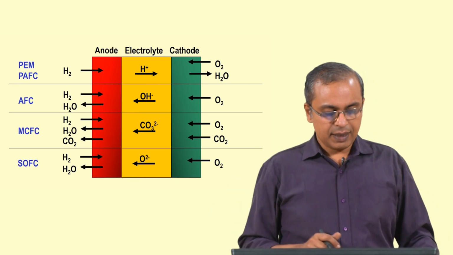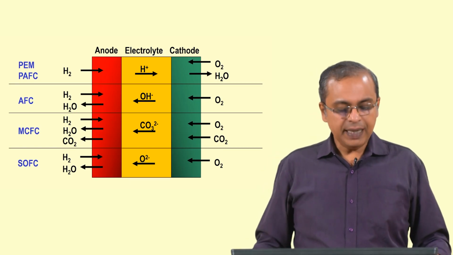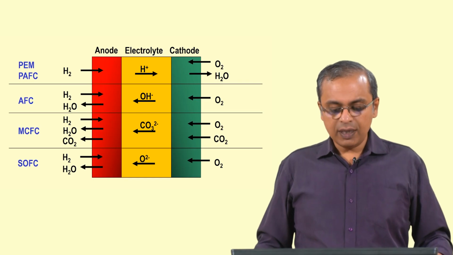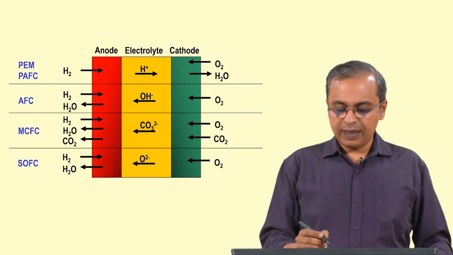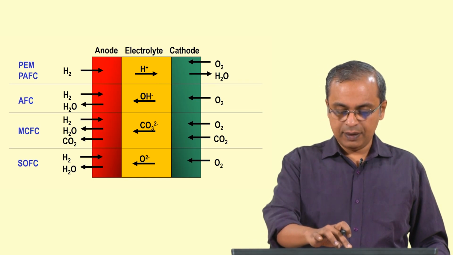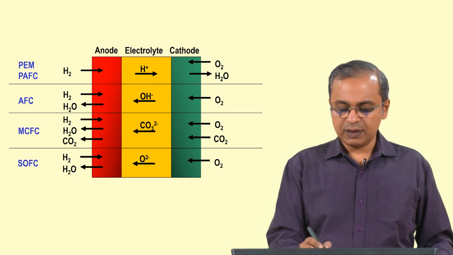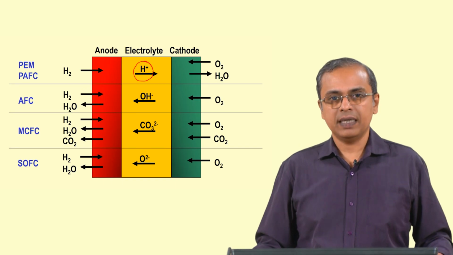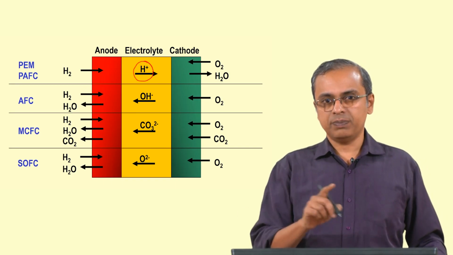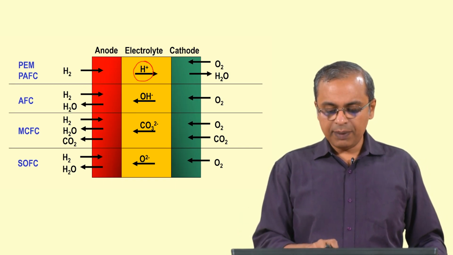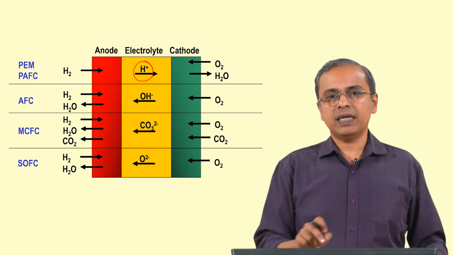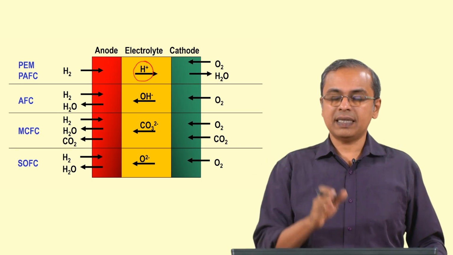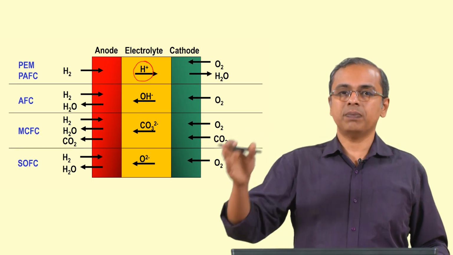If you look at the PEM fuel cell or the PAFC fuel cell, phosphoric acid fuel cell, they are all fuel cells where the ion being transferred across is the proton, H plus ion. H plus ion is basically a proton, and that is the ion that is being transferred across. To enable this, the electrolyte conducts protons, it is called a proton conductor, and that is why sometimes they call it proton exchange membrane fuel cell.